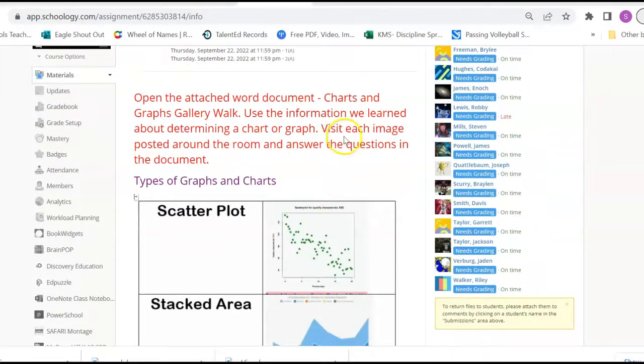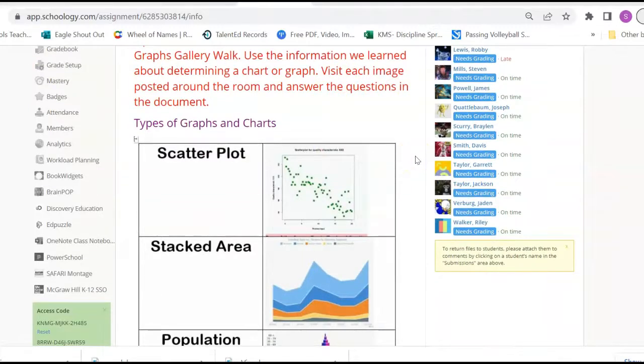So we talked about different types of charts and graphs and how to determine whether it was a chart or graph. You have to ask yourself two questions. The first question is, does it have an X and Y axis? An X and Y. If it has an X and Y, then it could possibly be a graph. The second question: if it uses mathematical reasoning, then it is a graph. Otherwise, it is considered a chart.